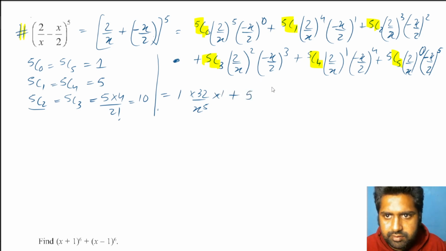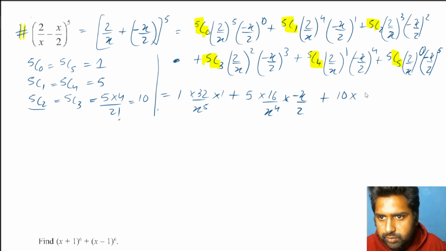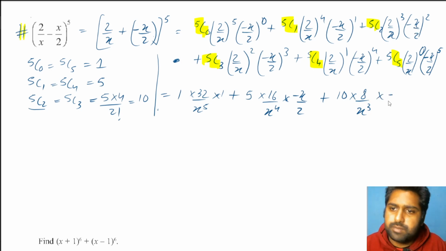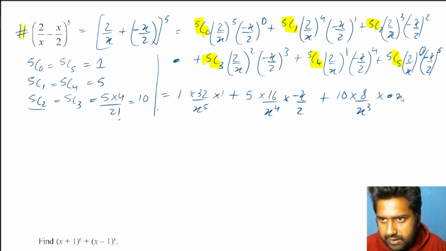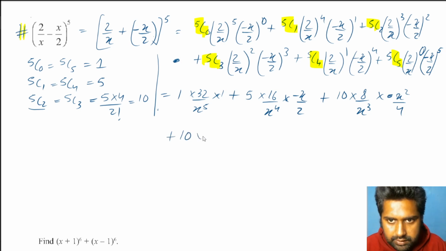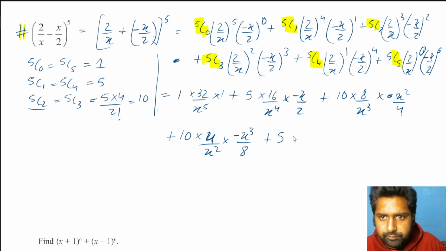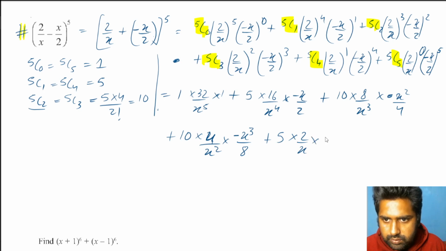Second term is 5c1, that's 5, 2 raised to power 4 is 16 upon x power 4, into minus x by 2, plus third term is 5c2, which is 10 into 2 cube is 8, x cube, into square of a negative term is always positive, so negative will cancel out, so that will become x square by 4, plus 5c3 is also 10 into 2 square is 4 upon x square, into negative cube is negative, so minus x cube by 2 cube is 8.